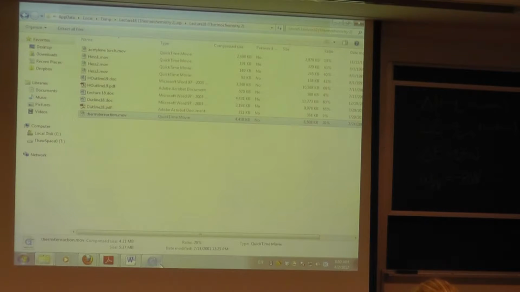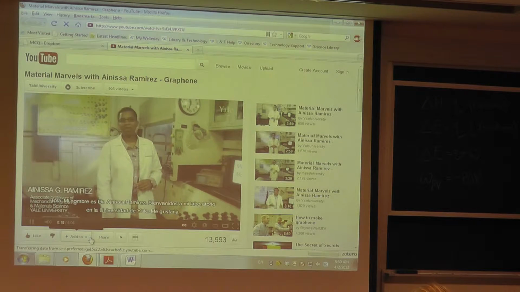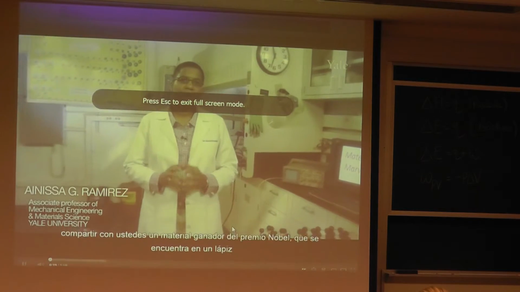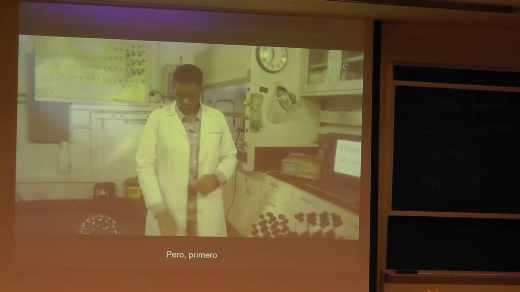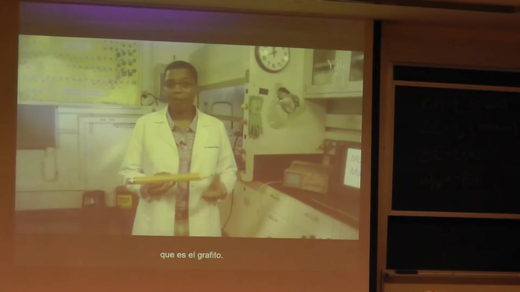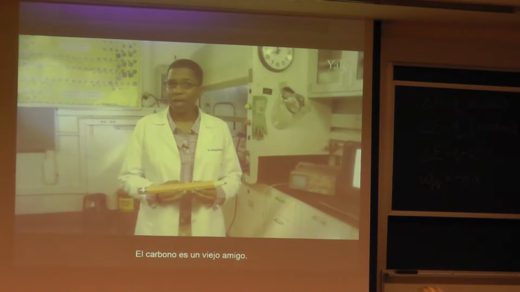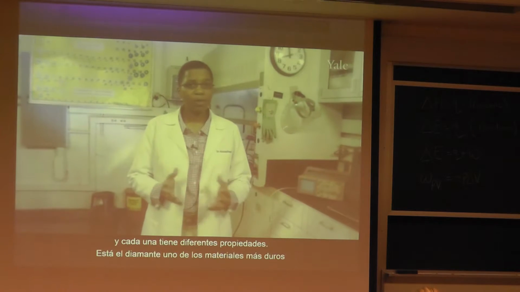Imagine if you could light a light bulb with a pencil. Today I'd like to share with you a material that's inside of a pencil that can do just that. I'm talking about graphene. Hi, my name is Anissa Ramirez. Welcome to my lab at Yale University. I'd like to share with you a Nobel Prize winning material that's found in a pencil that's going to revolutionize our lives. But first, what makes up a pencil? Well, there's the eraser, there's the wood. The part that I'm talking about is the part that you write with, which is graphite. Now, many people think it's made out of lead, but it's not lead at all. It's all carbon. Now, carbon is an old friend. You and I are made out of carbon. Carbon comes in many different forms or allotropes, each with different properties.